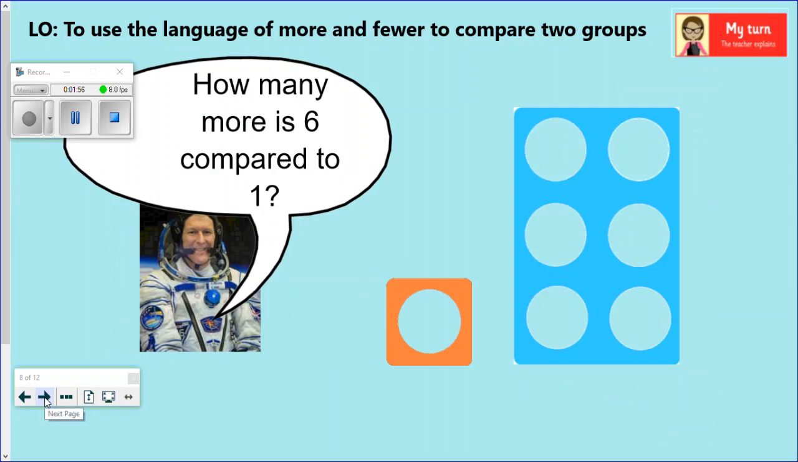Let's have a look at another one. See if you can do this one on your own. Pause the video and have a go. When you think you've got the answer, press play and we'll check it together.